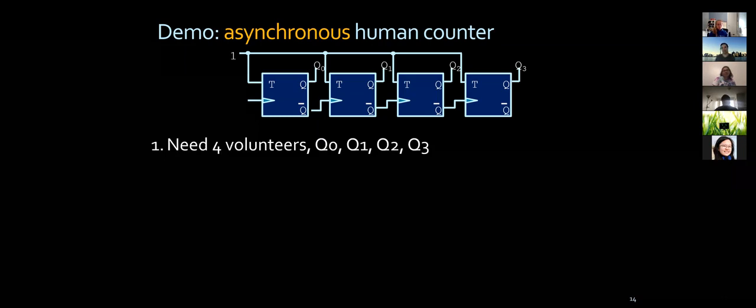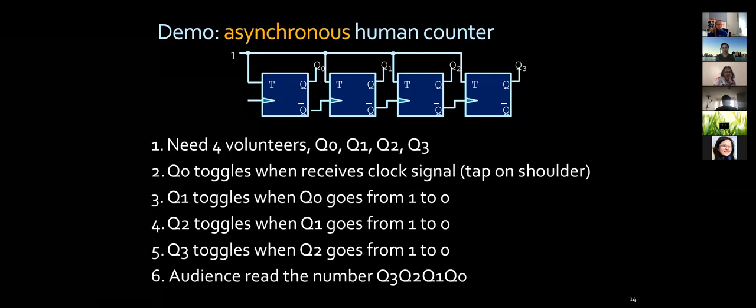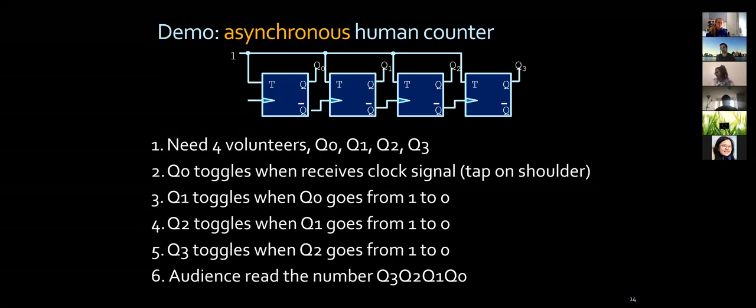Instead of T flip-flops, we would have 4 volunteers, each given a very simple task. The Q0 guy would receive a clock signal. Someone sits as an input telling them on, off, on, off. That's your toggle signal, right? So Q0 toggles when it receives a clock signal. Someone taps them on the shoulder to say, you're on now. Then the other guys sit around and the way they operate is as follows.